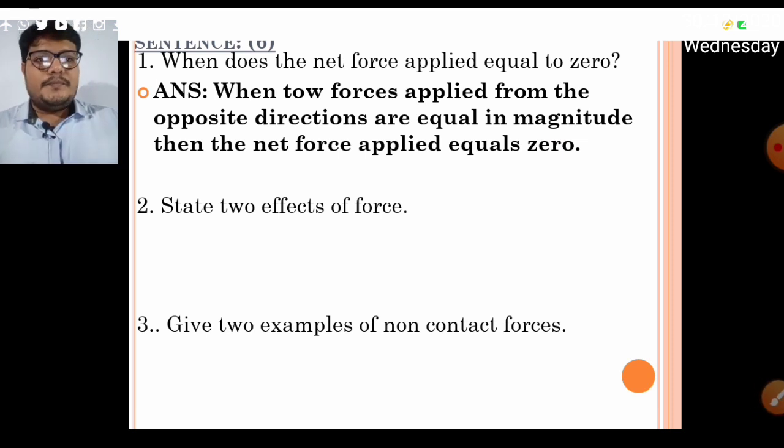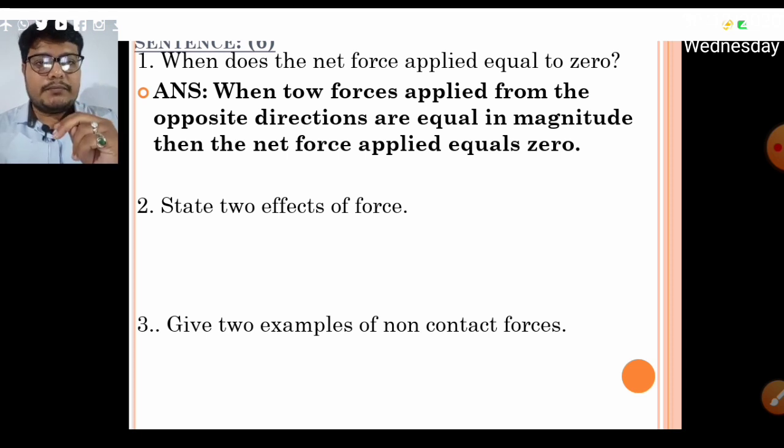See next one: state two effects of force. So we can say it changes the state of motion. State of motion means when an object is at rest and force is applied, it becomes in motion, it starts moving. Or the object is moving and force is applied, so there will be a change of direction, the object will stop, or the object will increase or decrease its speed. So it is known as state of motion.